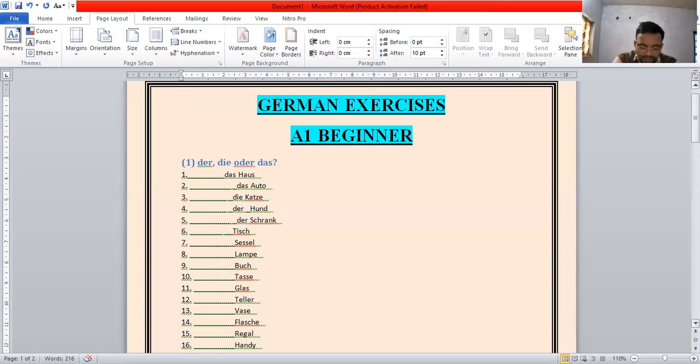Tisch is table. So here we also use der, der Tisch, the table. Sessel means armchair. So here we use der again, der Sessel. Next is Lampe. Lampe means lamp, and with this we use die, die Lampe. Buch again, it's a book. So here we use das, das Buch, the book.